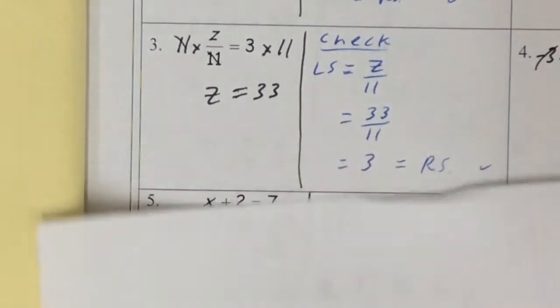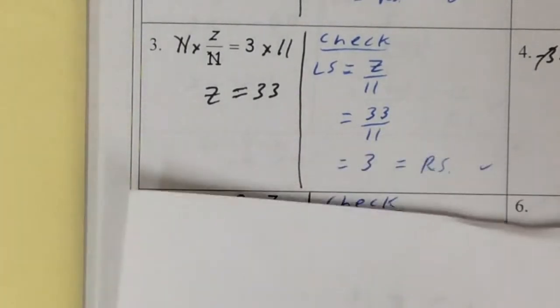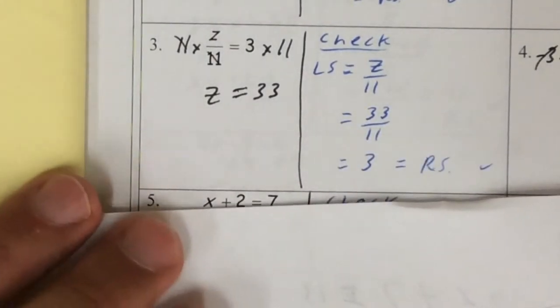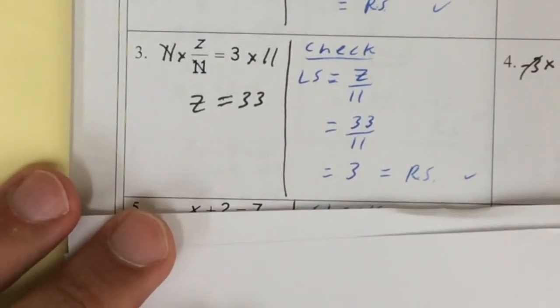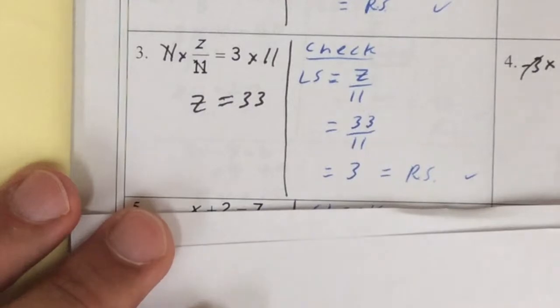Okay? And the check for this is right here. Check the left side. Z over 11, 33 over 11 equals 3, which equals the right side. Therefore, it's true.